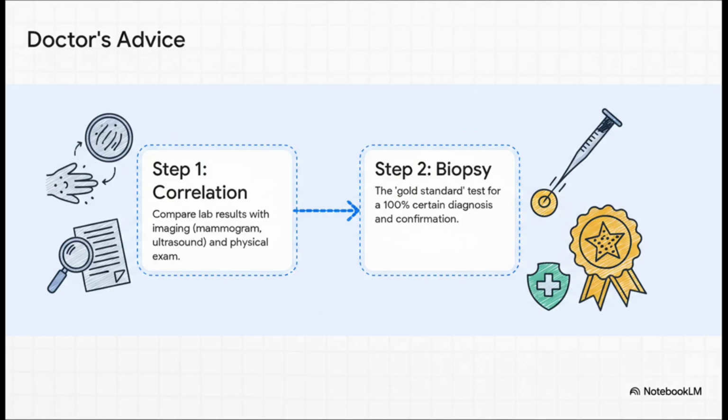The second recommendation is a biopsy for confirmation. Remember, the FNAC only tested a small sample of cells. A biopsy takes a tiny piece of tissue, giving a much bigger, clearer picture. It's considered the gold standard to get a 100% absolutely certain diagnosis. It's not a sign of a problem, it's a sign of being thorough.